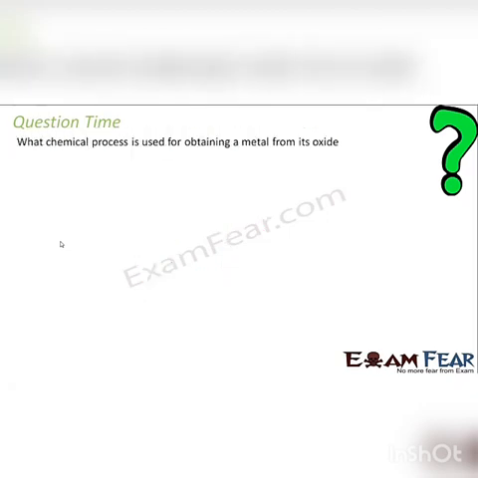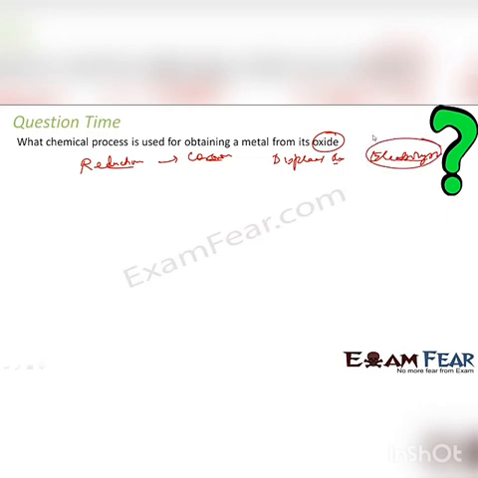What chemical process is used in obtaining a metal from its oxide? So we use reduction. Reduction is used to obtain a metal from its oxide. Sometimes carbon is used as a reducing agent. Sometimes other metals are used. In that case we use a displacement reaction. And sometimes it is achieved by electrolysis. I mean, using electrolysis we get the metal from the oxide.